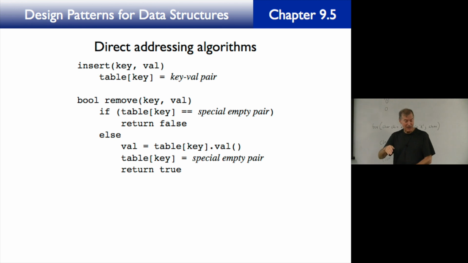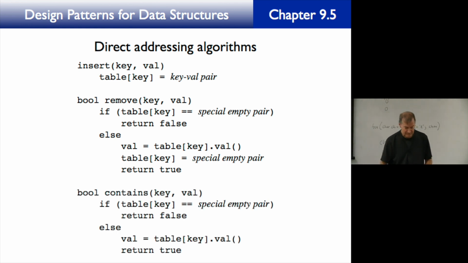Okay. So if table.key equals special empty, return false. Else what? Val gets what? Table sub key, indexed, dot val, all right? And then table.key gets special empty pair, return true. And then it's the same thing with contains. If table.key equals special empty pair, return false, blah, all right? And it's direct, big theta of exactly 1. All right, does everybody see how that's theoretically possible, if not in practice?